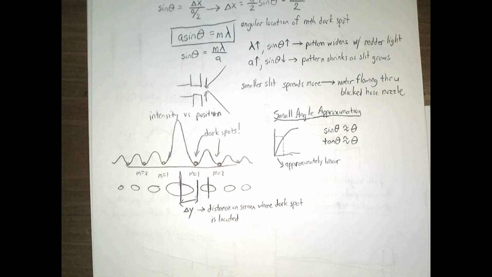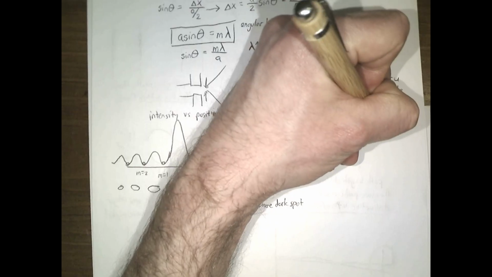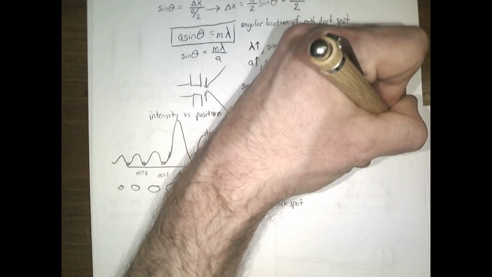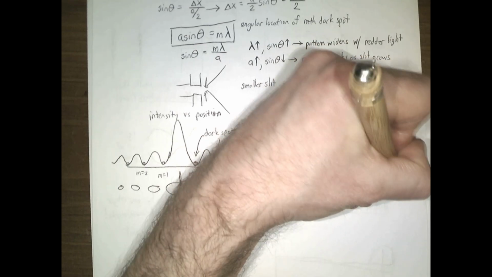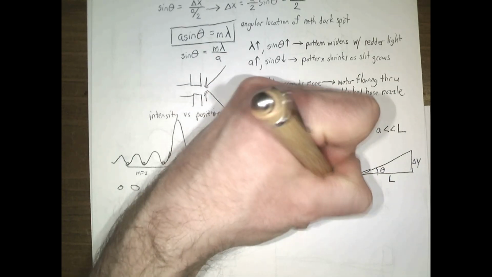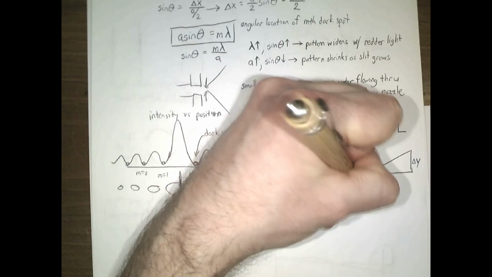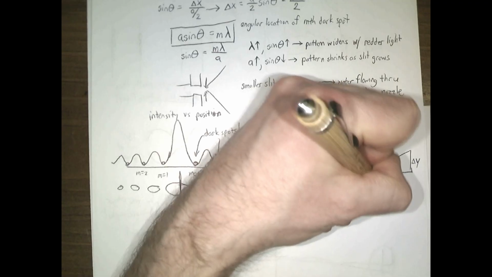Which means that if we are working with small enough angles, and again, our whole assumption was that A was much, much smaller than the distance to the screen, then for this distance y, where L is the distance to the screen and theta is the angle at which it appears from the center of the slit, by trigonometry, tangent is opposite over adjacent. So we get delta y over L. But we get to cheat here and say, well, sine is also opposite over adjacent.